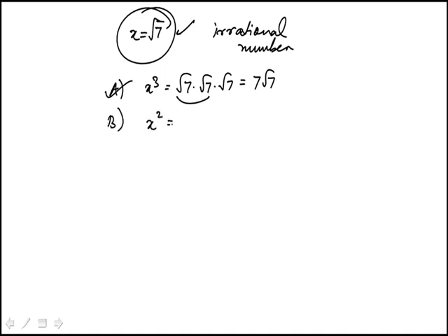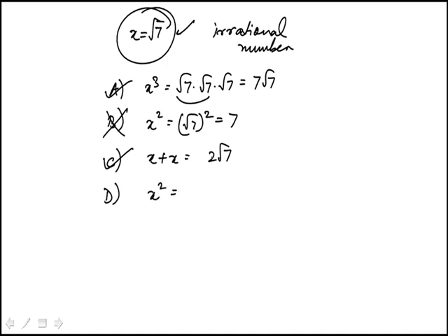X squared would be, squaring this would be 7. That is not an irrational number. In fact, that's rational. So B is out. C is x plus x, which would be 2 root 7. That's irrational, so that's a possibility.